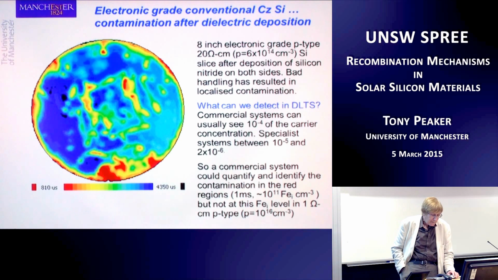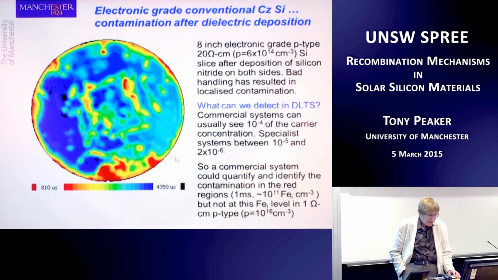So we say that if you've got a commercial system, you can always see 10 to the minus 4 of the carrier concentration. Our best systems, probably about 2 times 10 to the minus 6 of the carrier concentrations. We have a project now to try and improve that by an order of magnitude. So maybe we'll improve on that.